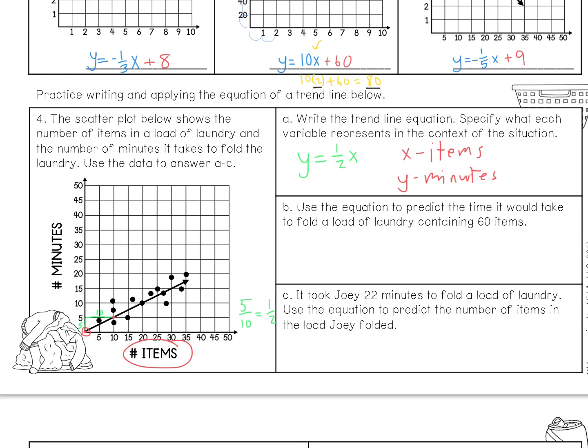So use the equation to predict the time it would take to fold laundry containing 60 items. Okay, so y equals 1/2 x. Now, which variable do I need to replace with 60? X. Okay, why do I need to replace x? Because it's the number of items, yeah. Okay, what's 1/2 of 60? 30. So, 60 items should take 30 minutes.